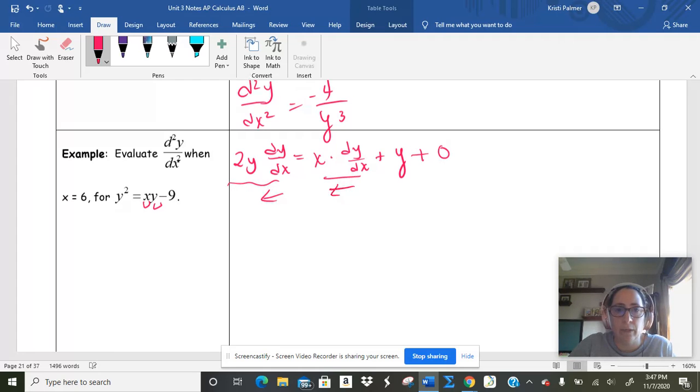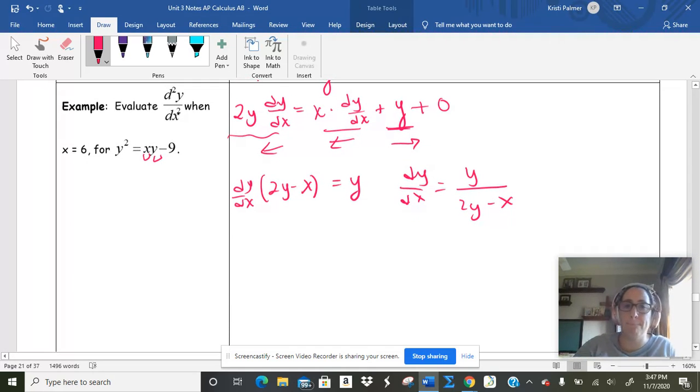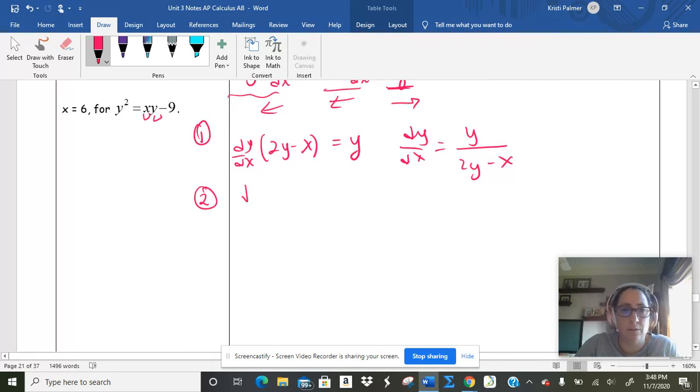These guys we're going to keep over here. This one we're going to keep over there. So I've got to just move this. So this is what I got my derivative down to for the first derivative. So there's my step 1. Okay, step 2, I now can take the derivative of this. Now I have the quotient rule.